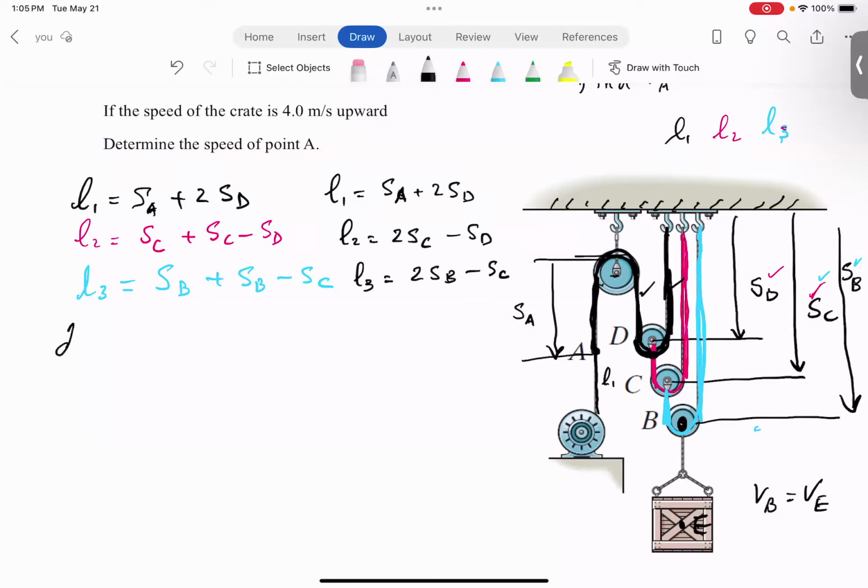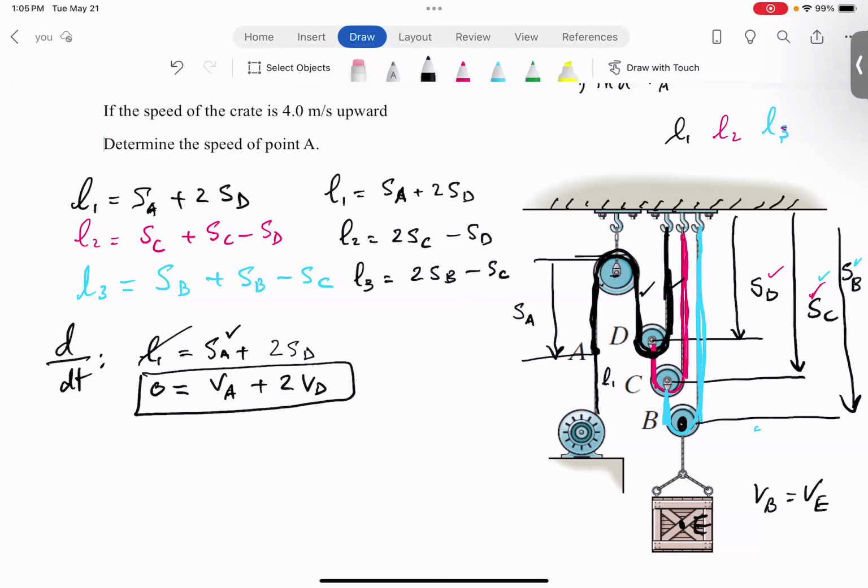So then go ahead and take the derivative of each one of these. So the derivative of the first equation, meaning the time derivative, the derivative with respect to time. And I have, by the way, other videos that show you more detail of problems like this. So the derivative of a constant is 0. The derivative of position A becomes velocity of A. The derivative of position D becomes velocity of D. So here's one equation relating velocity of A to velocity of point D or pulley D.